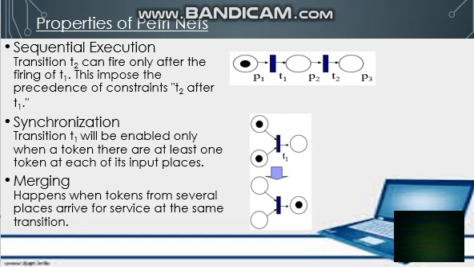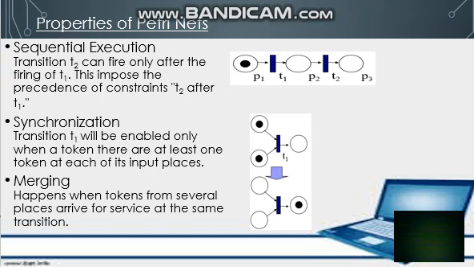For the synchronization, the transition will be enabled only when there is at least one token in each of its input places. So if we have one token from this place and one in this place, that's how synchronization works. For the merging, it happens when tokens from several places arrive for service at the same time at a transition. So if these places here contain one token or two tokens, they would merge after the transition is fired. So the output would be like this.